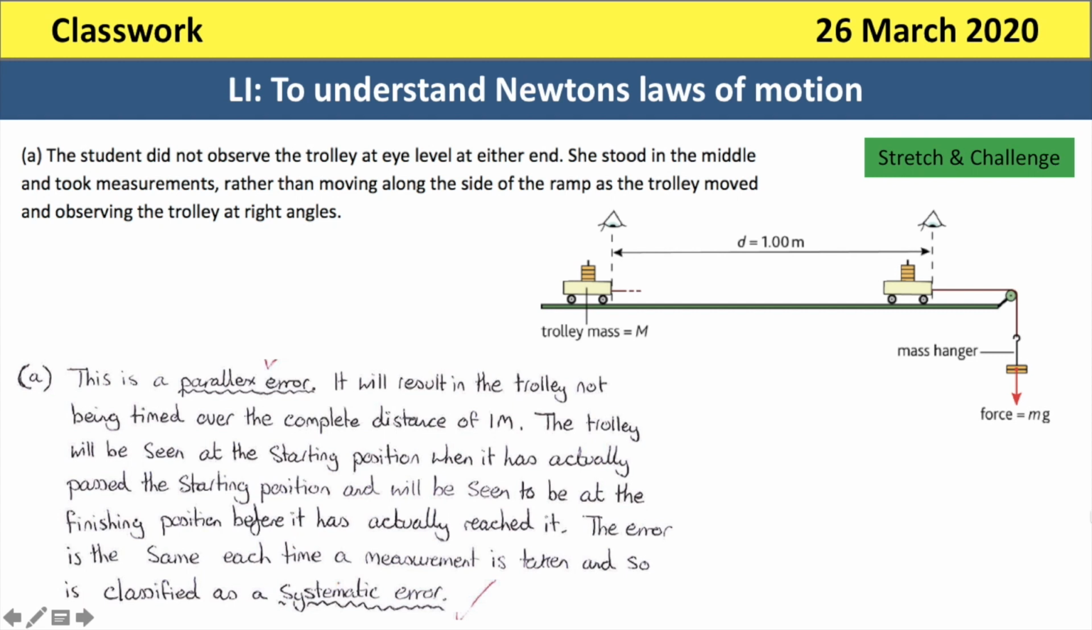Now the error will be the same each time, so regardless of how much mass she has on the mass hanger, the error is going to be the same each time, and so this is a systematic error. So it will be 1 mark for referring to the fact it is a parallax error, and a 2nd mark for referring to the fact it is a systematic error.